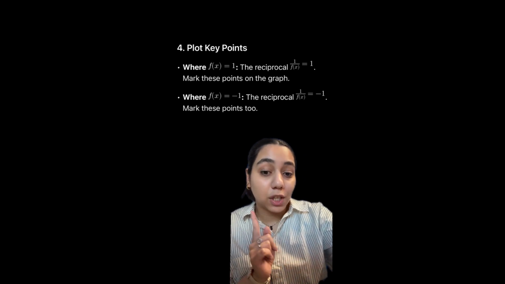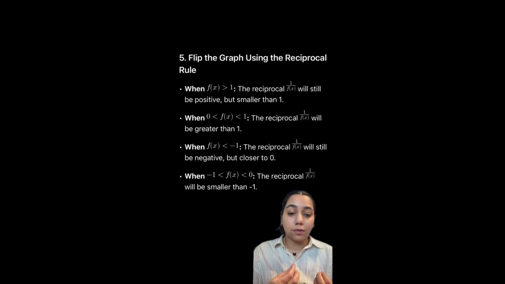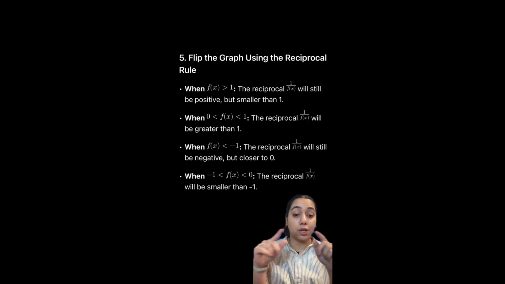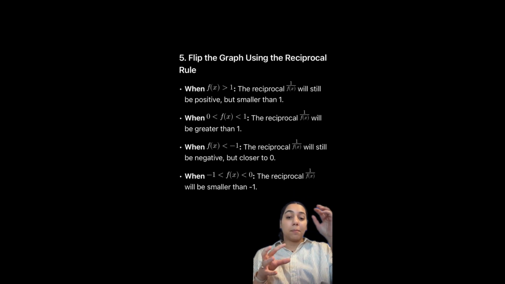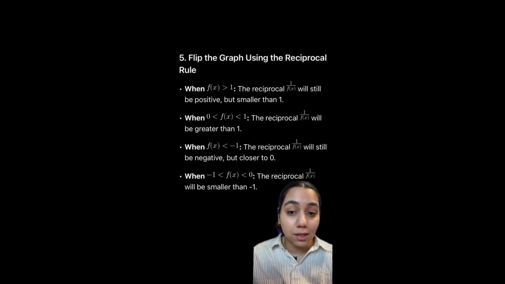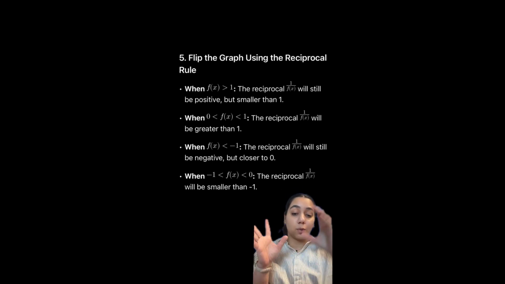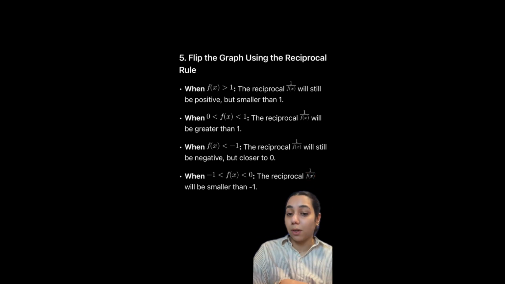Next. Okay, the fifth step is basically just to draw or graph your reciprocal function using the reciprocal rule. What does that mean? That means if your f of x, your original function, is greater than 1, your reciprocal function will still be positive, but it's going to be less than 1. Why? Because 1 divided by a number greater than 1 is going to be a number less than 1. So when it's positive but greater than 1, the reciprocal would be still positive but smaller than 1.